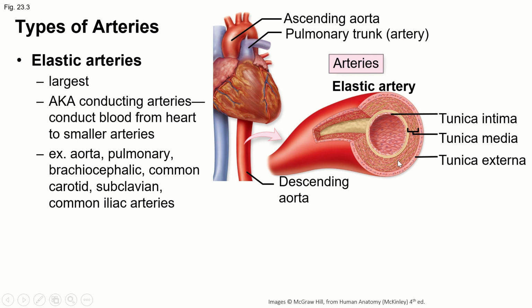There's a video on my YouTube page of a heart dissection, and you can see that both the aorta and the pulmonary trunk, the walls look white, even though there's a lot of smooth muscle there. There's so much elastic tissue that the walls of those arteries actually look white.